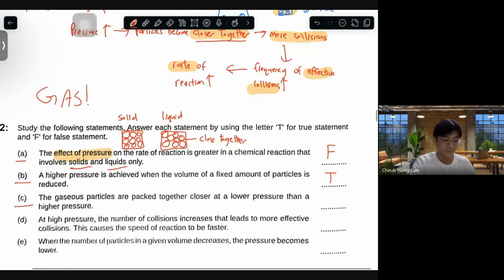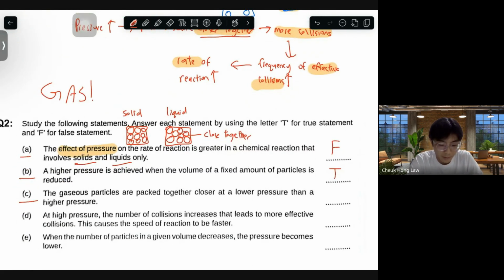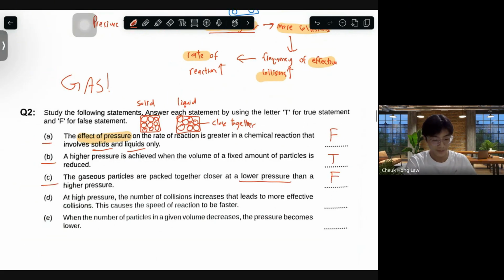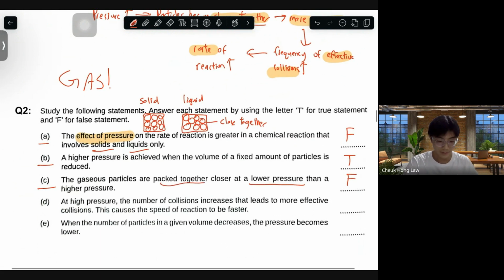Okay, C. The gaseous particles are packed together closer at a lower pressure than at a higher pressure. True or false? Good. False for 3. I want other people to participate as well. If particles are packed closer, the pressure will be higher, not lower. Lower is wrong.